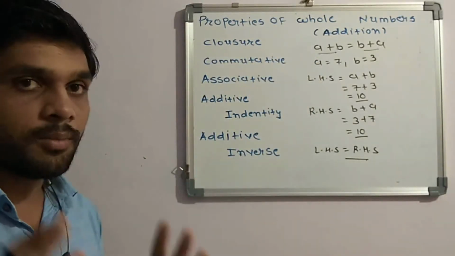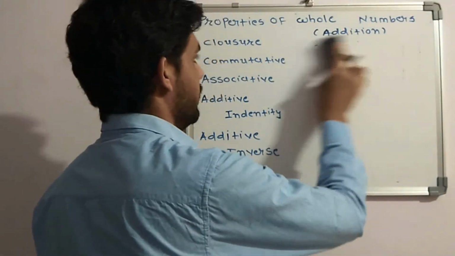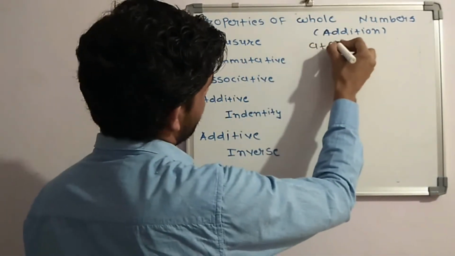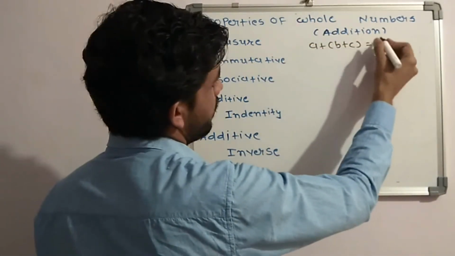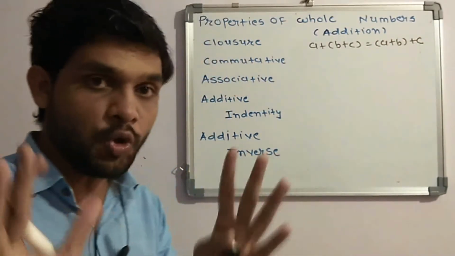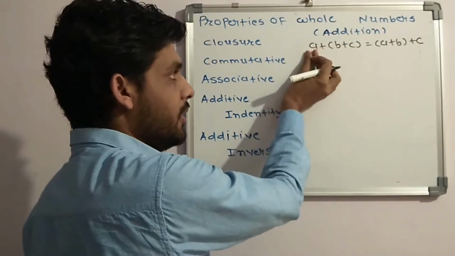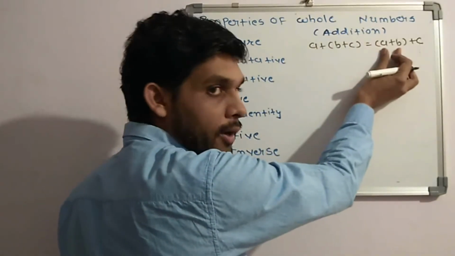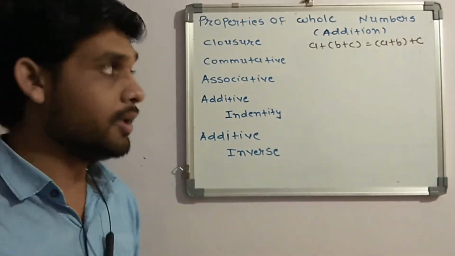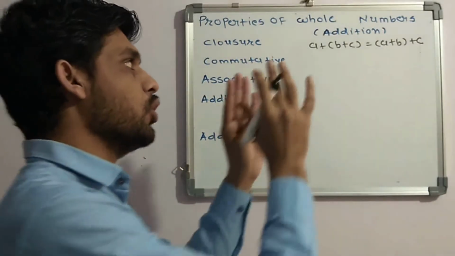Now let me discuss the associative property. What does the associative property say? For any three whole numbers, let me take a, b and c, then a plus (b plus c) is equal to (a plus b) plus c. What it means is that we first add b and c and add that answer to a, or we first add a and b and add that answer to c. If in both cases the answers are similar, then the associative property is closed under addition for whole numbers.